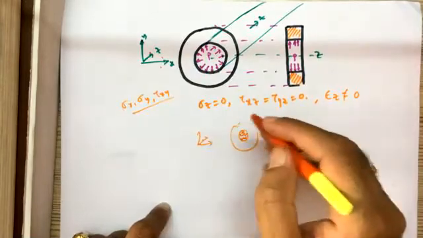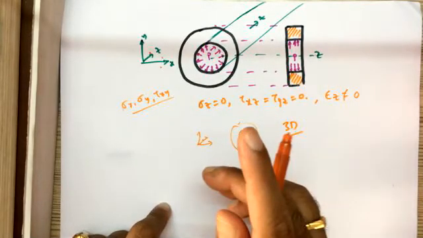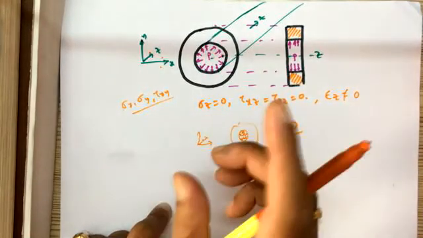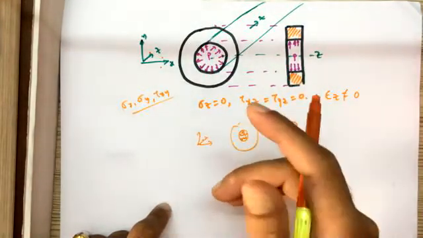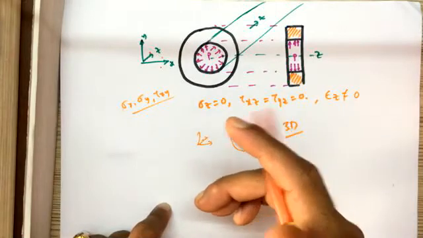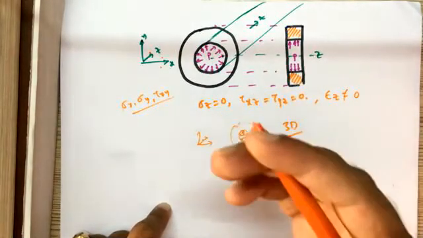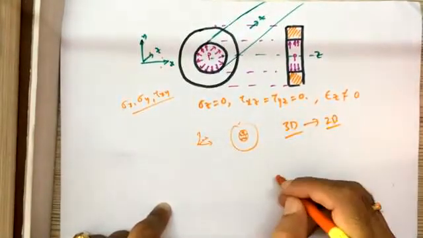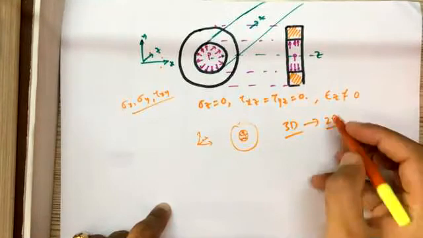Because we are considering loading in only two directions, we are neglecting the loading in the other direction. Because of this loading, we are converting this 3D problem to 2D, and that is the reason I told you these are special cases.